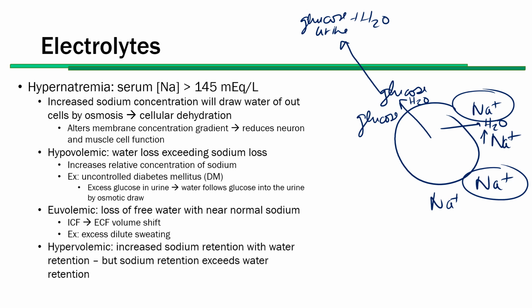You can get hypervolemic, increased sodium retention with water retention, but the sodium retention can exceed the water retention, and that might be if you infuse hypertonic saline or if there's an aldosterone disorder, and then the sodium can build up in the fluids, and you're getting the volume too with it. So hypernatremia is an excess of sodium, but it can be accompanied by any volume state, just depending on what's causing it.